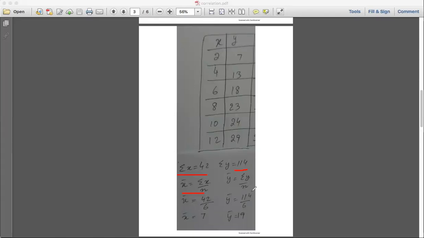From here, we can check the mean of x values is 7 and the mean of the y values is 19. Next, we need to complete the table. Okay, please first of all note down these values of x and y, and also note down what is summation x, summation y, and what is x bar and y bar.